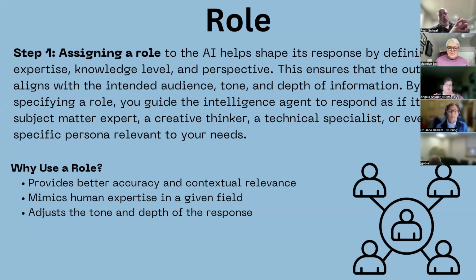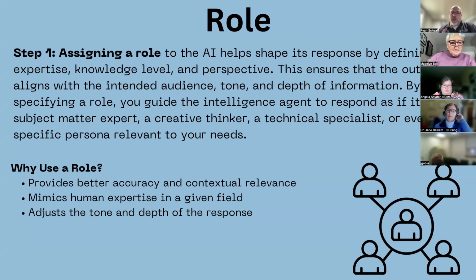Okay, so role. Assigning a role to the AI helps shape its response by defining its expertise, knowledge level, and its perspective. This ensures that the output aligns with the intended audience, tone, and the depth of the information. By specifying a role, you guide the intelligent agent to respond as if it were a subject matter expert or a creative thinker or a specialist, or even a specific persona relevant to your needs.